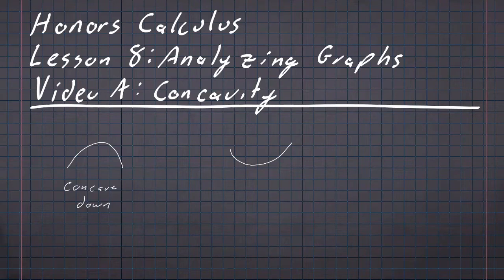The cute mnemonic device, when we're talking about something being concave, think about there is a cave, and the cave is underneath the curve here. So this is the space where you can be sheltered. It's concave down. The second curve by comparison is concave up because there is space to hide up above where the curve is.